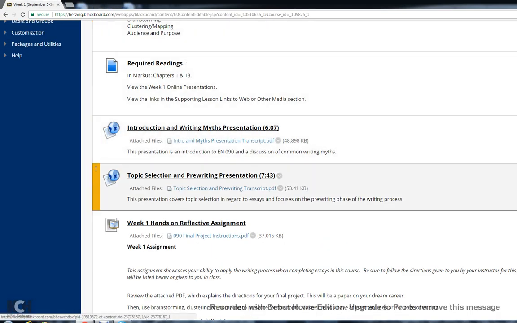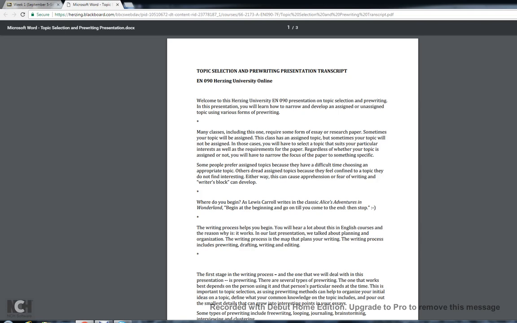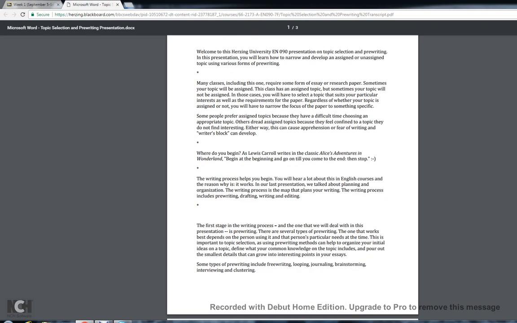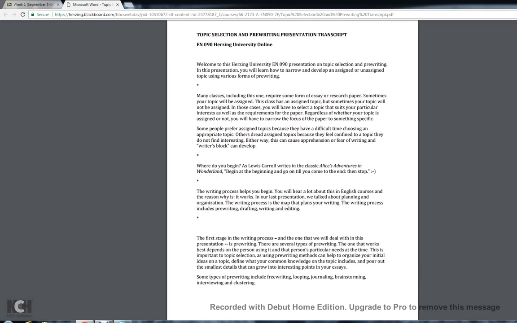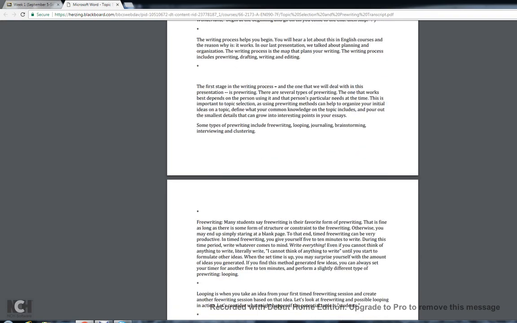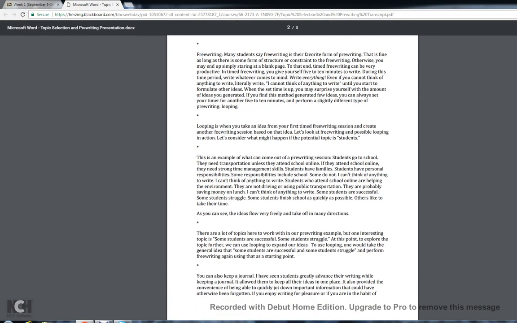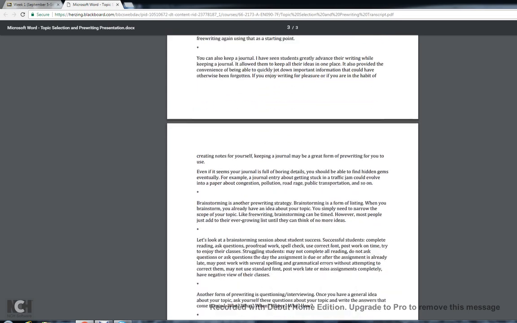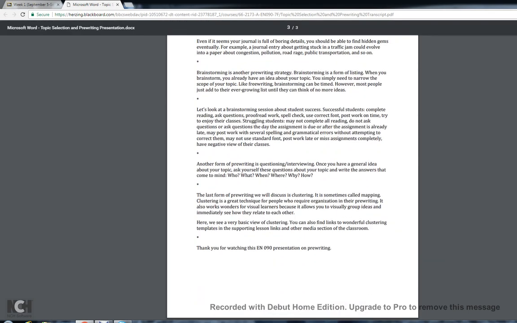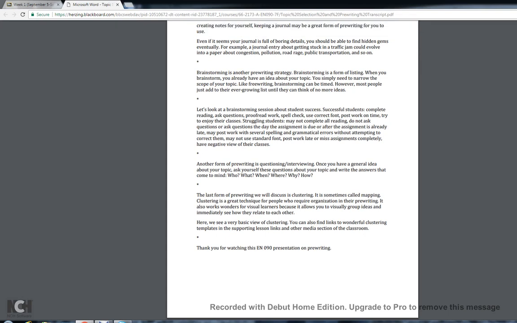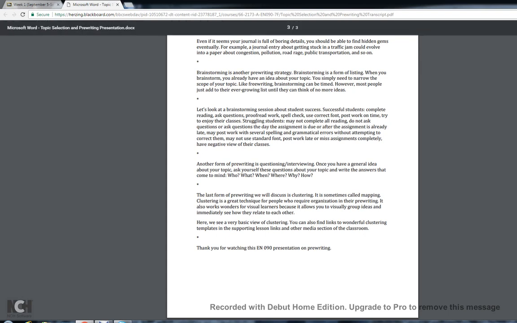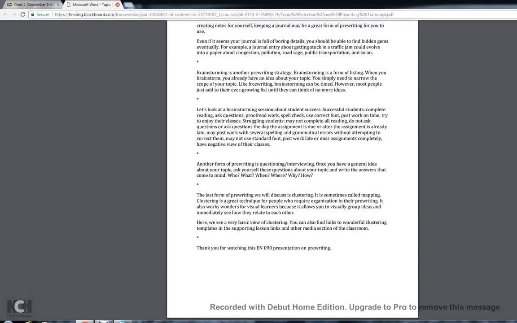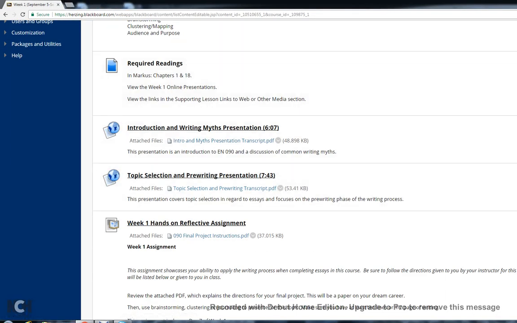Also, there's a topic selection and pre-writing transcript presentation. Make sure you read through that closely. What you're going to find here is information regarding the writing process and stage 1 of the writing process, which is pre-writing. Make sure you spend some time looking at what these strategies are, including free writing, brainstorming, and also the fact that you can keep a journal. And not only what these techniques are, but how they help you get ideas generated towards any particular writing topic. And in this case, the topic that we'll look at in just a moment.